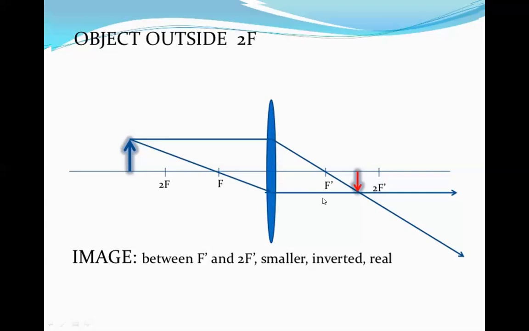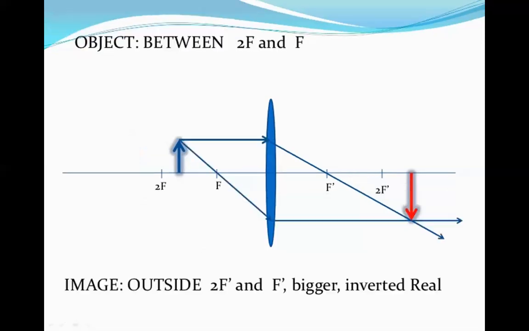And third, the inverted image is always real. Always remember, girls, we have discussed it earlier in last week's lesson also, that the real image is always inverted. So the characteristics of this image is that when the object is placed beyond 2F, the image will form between F and 2F. This image can form at any point between F and 2F. The image is inverted, and inverted is always real. And third, its size is smaller as compared to the object. We also call this smaller size diminished.